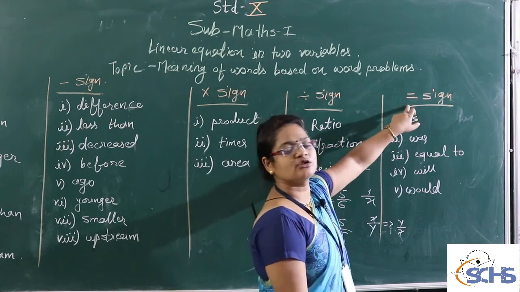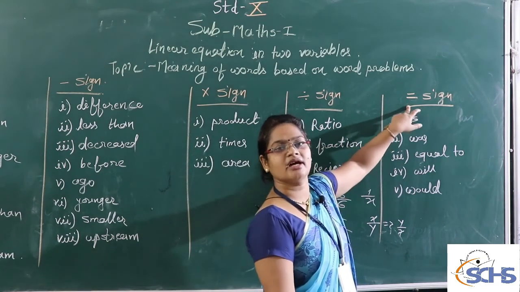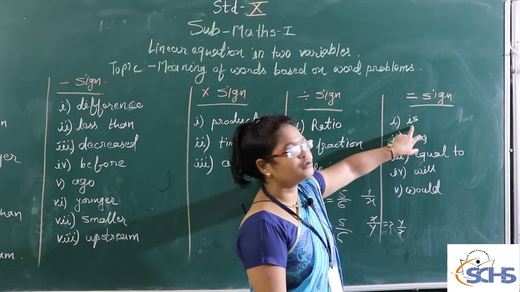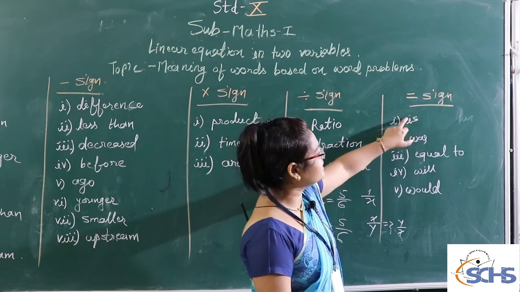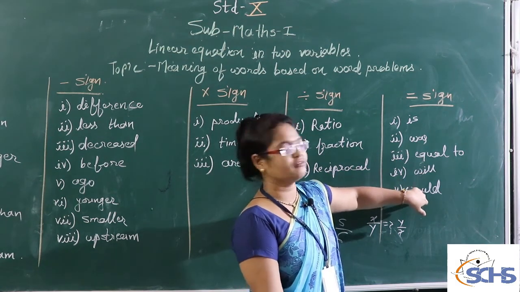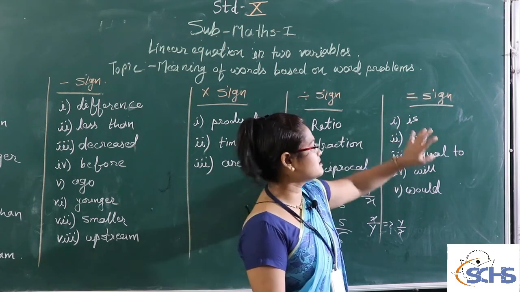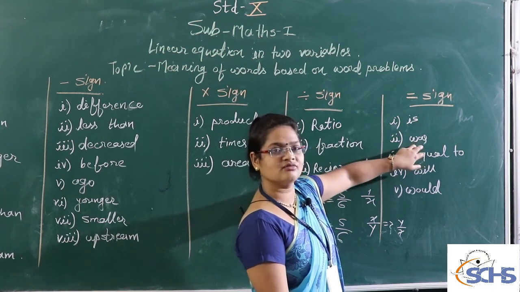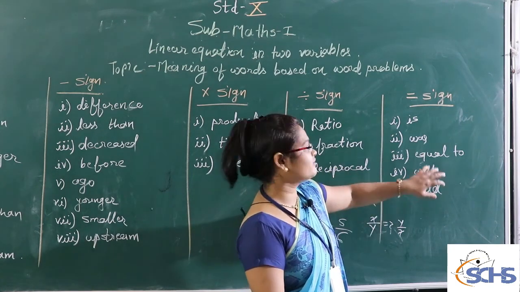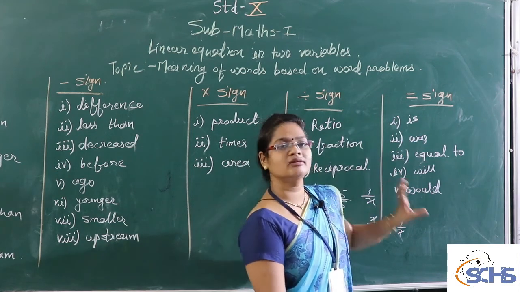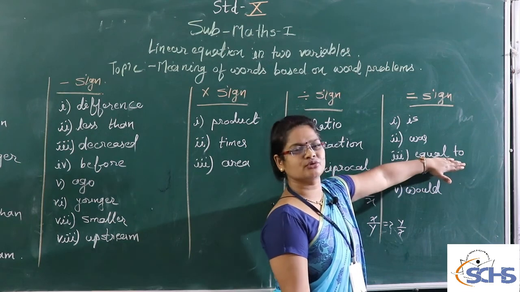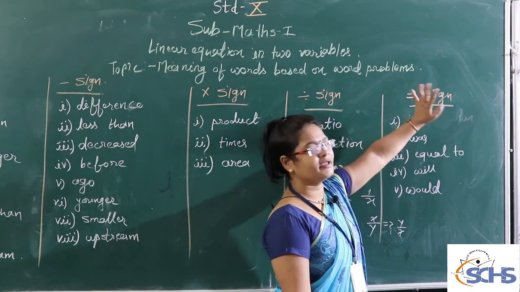Now let's talk about the equal to sign, meaning where we have to use the equal to sign. Now you already know that is, was, will, would are all helping verbs, the only difference being that is is in present tense, was is in past tense, and will, would are in future tense. So whenever these words are given in word problems, you have to use the equal to sign.